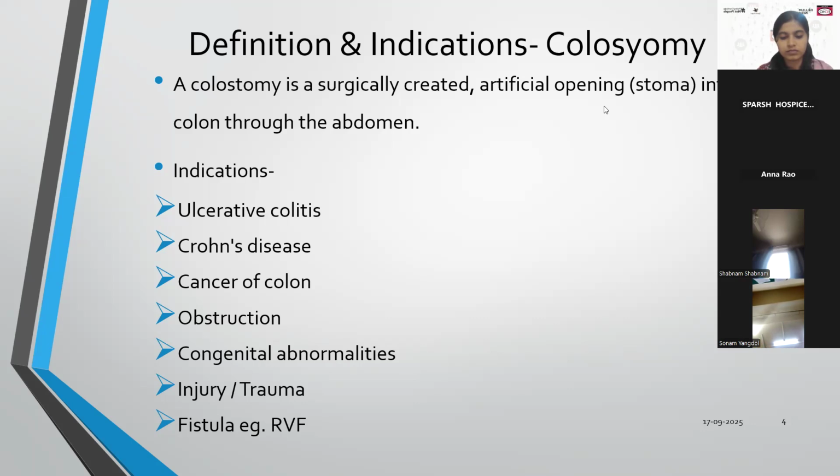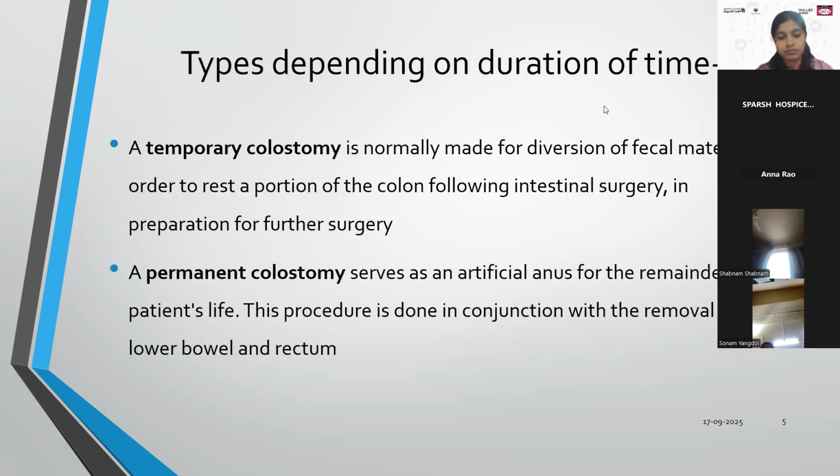Another one is permanent colostomy. Now the patient's condition has deteriorated so much that for the rest of his life he has to live with colostomy. Many times this procedure is done in conjunction with removal of lower bowel and rectum. Say there is a large size of tumor, or metastasis has taken place. In such cases it will be permanent in nature. Next, ma'am.